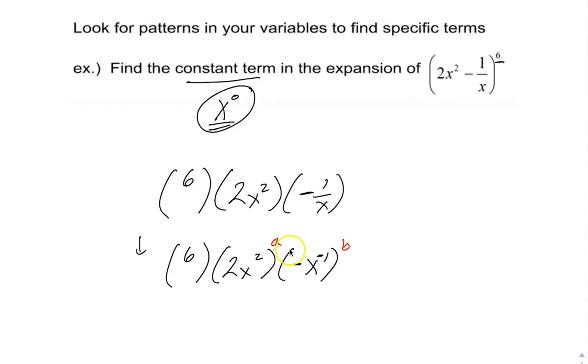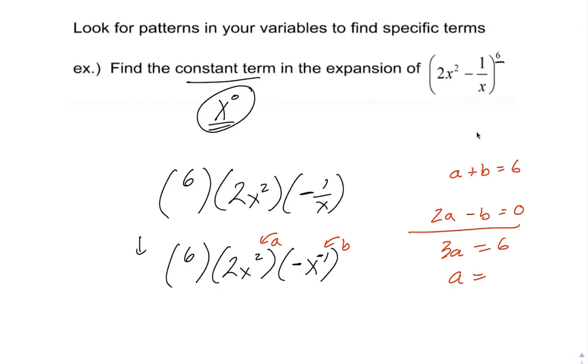I want to get x to the 0. Well, what do I know? I know that a plus b has to equal 6, because that's the way it works. You put these two together, it has to equal 6. And when I multiply these out, I get 2a and negative b, and I want that to equal 0, because I'm looking for the constant term. So all I have to do is solve this. Let's add these up. I get 3a equals 6, so a equals 2. So I know now a has to be 2, and if a is 2, b has to be 4.